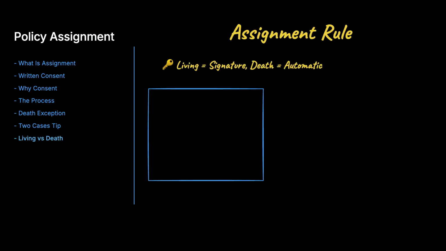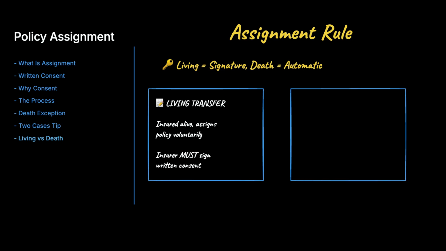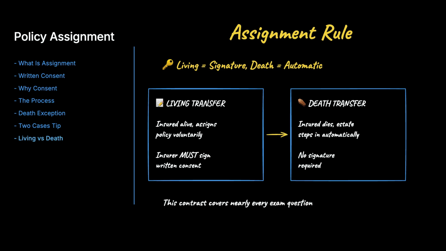My memory hook for assignment is short. Living transfer needs a signature. Death transfer does not. While the insured is alive and voluntarily moving the policy, the insurer must sign off in writing. When the insured dies, the estate steps in automatically. Living equals written consent. Death equals automatic. That contrast covers nearly every question.